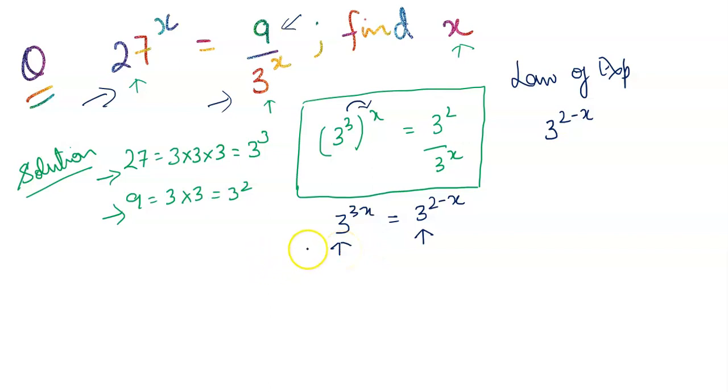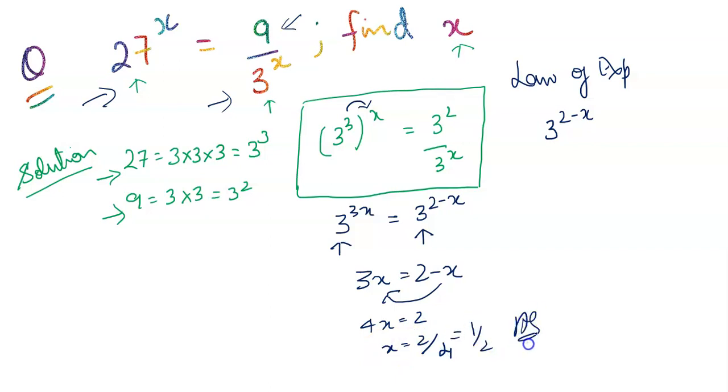You have to make the base same. Now base is same, so powers will be equated. So 3x, here is the power, and this is 2 minus x. So minus x, when it will come this side, it will become positive. So 4x is equal to 2. So x is equal to what? 2 upon 4, which is equal to what, students? 1 upon 2. So this is the answer.